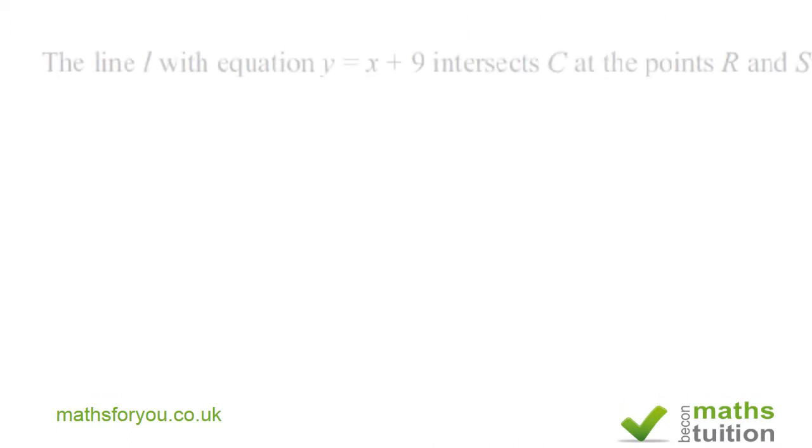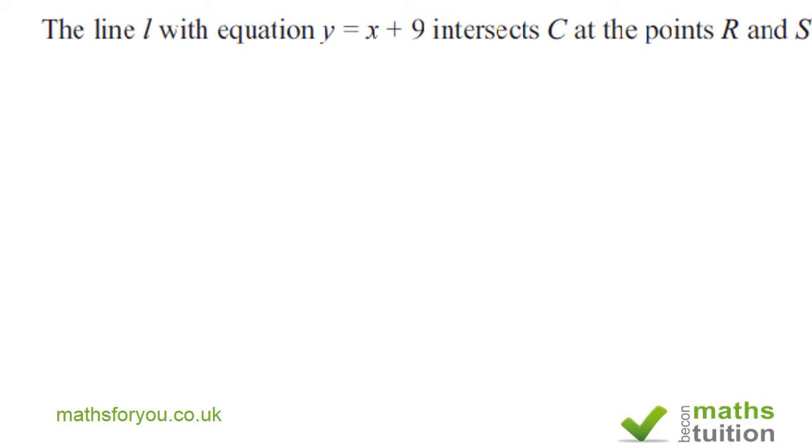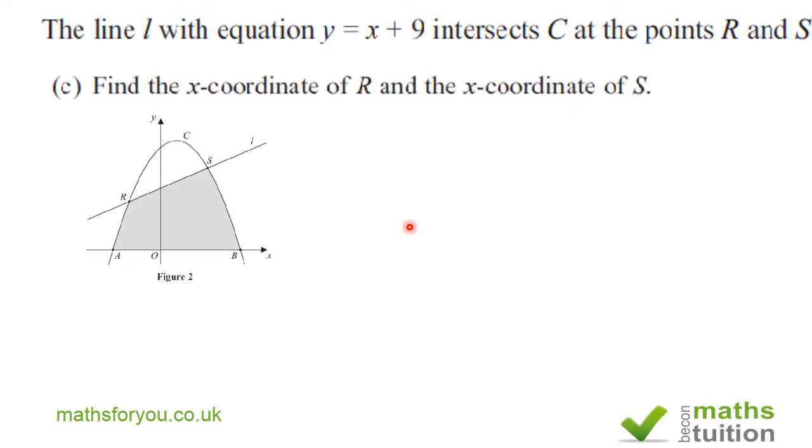Next slide. Right, now for part C and for part D for that matter, because this first line, the line L with equation y is equal to x plus 9 intersects C at the points R and S. Now this first line applies to both part C and part D. Okay, now for part C, the question is, find the x coordinate of R and the x coordinate of S.